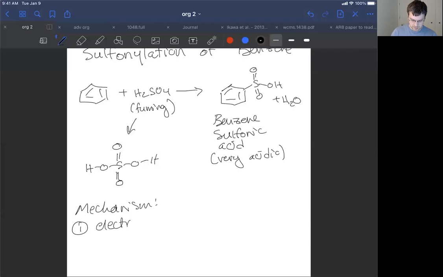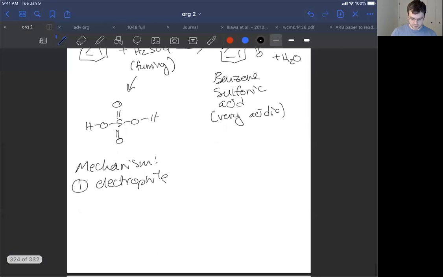Okay, so step one, electrophile formation. When we have fuming sulfuric acid, we have an equilibrium to consider. I mean, I guess we always do. It's just a more prominent equilibrium when we're so concentrated. But when we're fuming, we're actively releasing SO3.